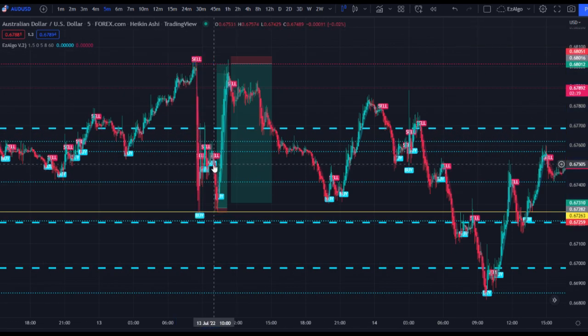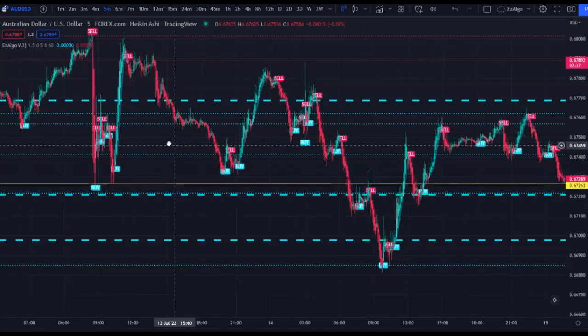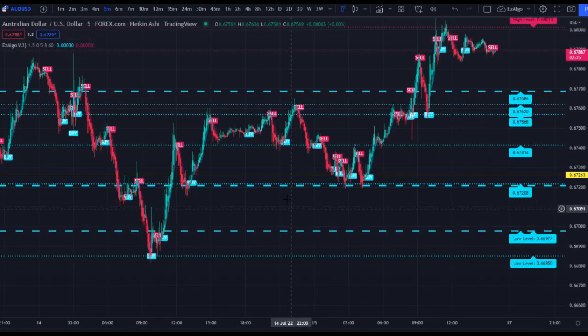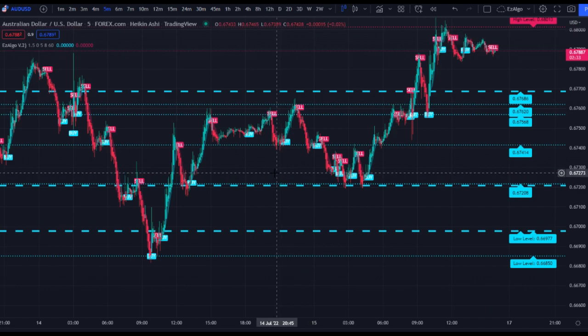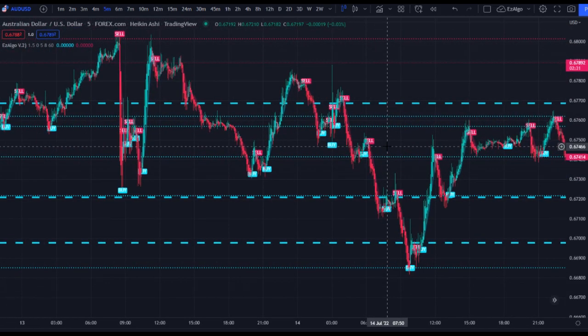And the buy sell signals absolutely kill it on AUD USD. And I recommend this for scalping. So if you're looking for a Forex pair to scalp, use the EzAlgo levels on AUD USD with the buy sell signals as confirmation. Great pair to trade. And if you're a beginner trader and you want to start trading Forex, this is the pair I recommend.